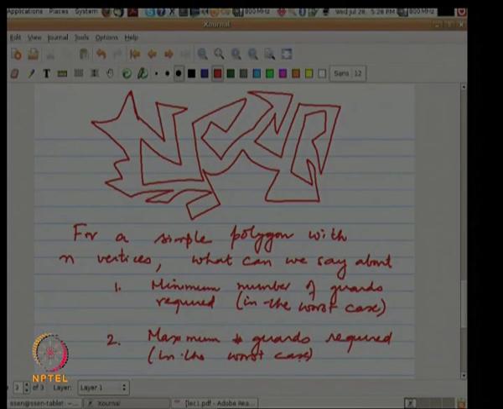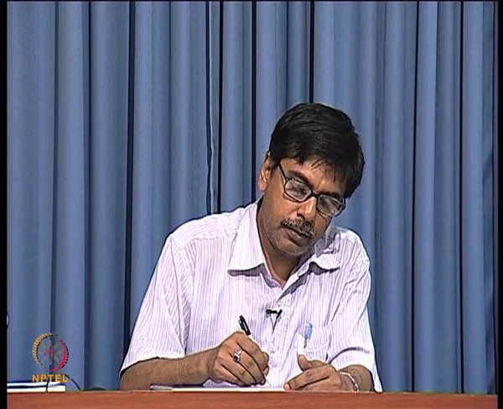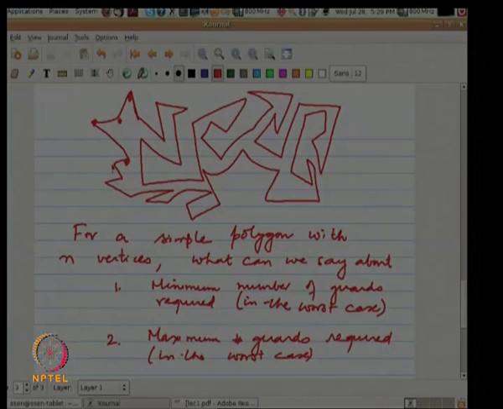Right? So, one clear answer. Let us look at number 2 first. Okay. What is the maximum number of guards required for a simple polygon with n vertices? Okay. So, why are you saying it should be n? Okay. So, if you have a guard posted at every vertex, well, the edges, the boundary is certainly visible. So, can you argue about why the interior should be visible?